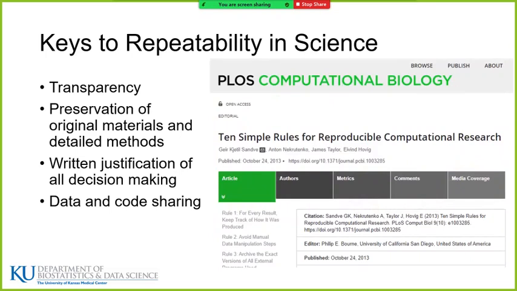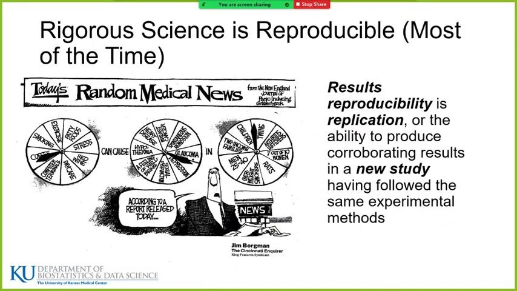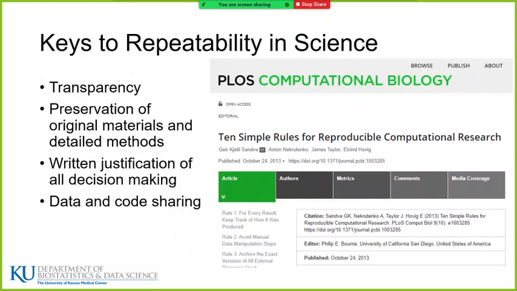There's a great editorial, I should say, in PLOS Computational Biology, and I'm not a computational biologist, but it's 10 simple rules for reproducible computational research that I think is broadly applicable to all fields. And again, it gets back down to organization, transparency, and preservation of materials. So if we can do that, then there's no reason why someone could not take your data and your materials and methods and reproduce exactly what you reported.